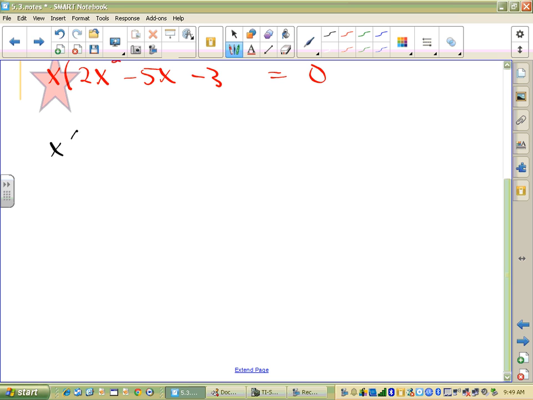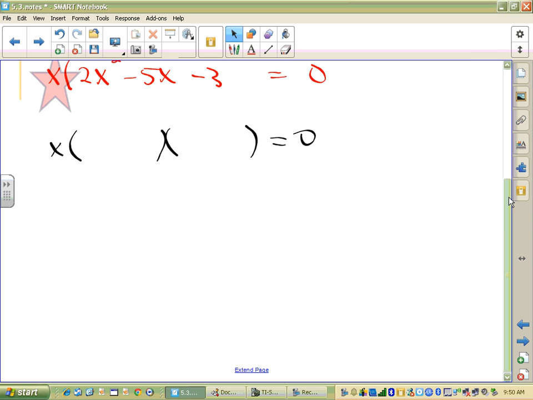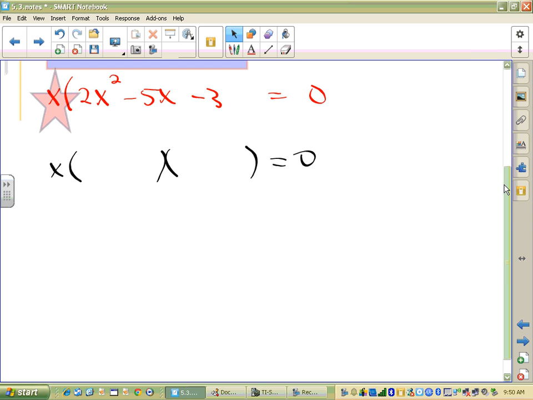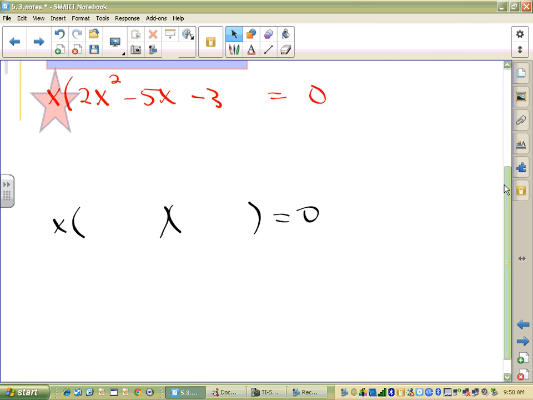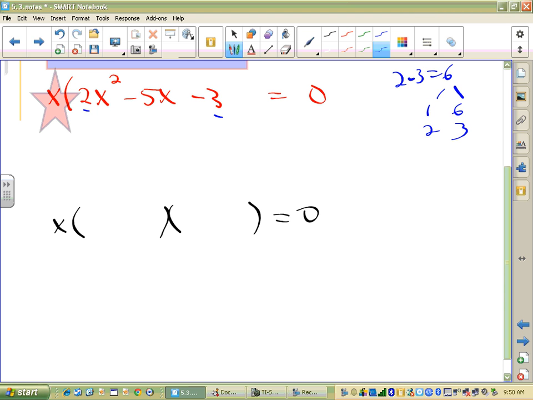So x times. Now at this point, if you wanted to guess and check, guessing and checking is terrific on this. There's nothing wrong with it. For sake of reviewing factoring by grouping, I am going to factor by grouping. I'm going to take 2 times 3. 2 times 3 is 6. 6's factors are 1 and 6 and 2 and 3. 2 and 3 are the ones that add up to be 5, but, well, I got to look, that's negative. So no, it's not 2 and 3. I got to go with the 1 and 6.